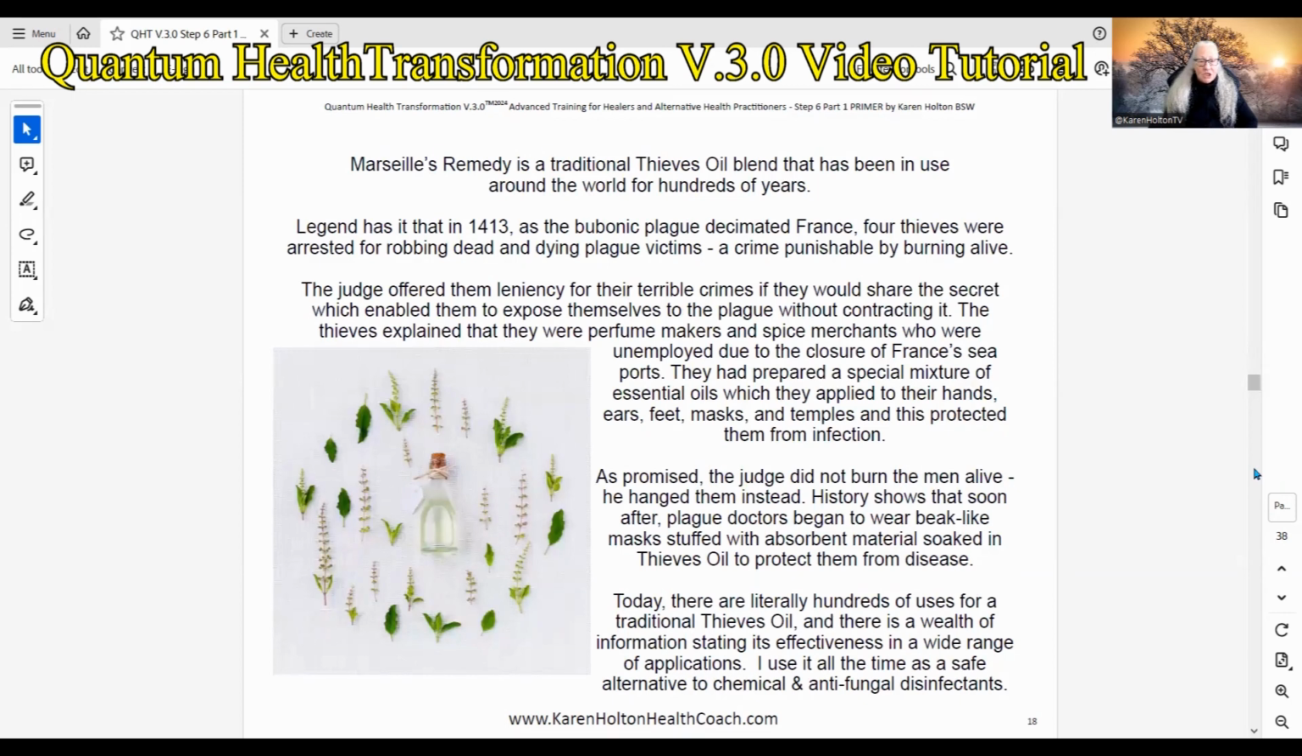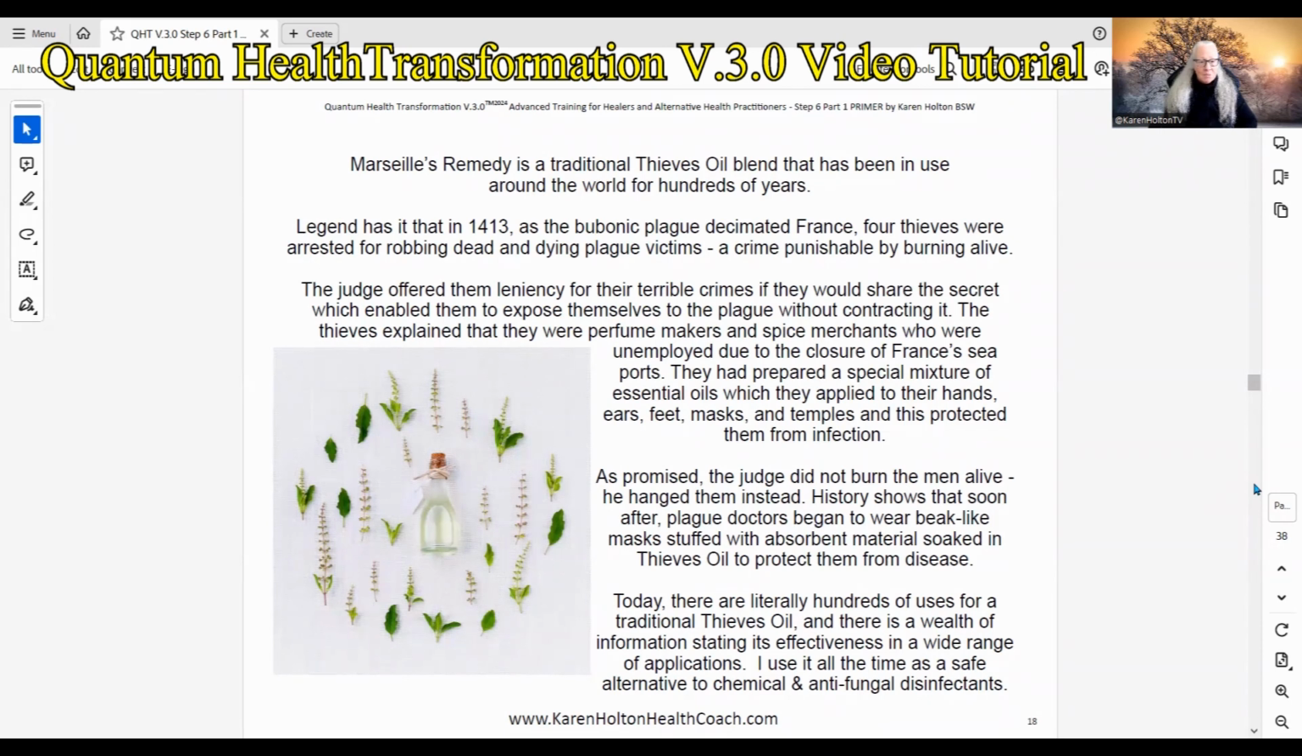Marseille's remedy is a traditional thieves oil blend that has been in use around the world for hundreds of years. Let me tell you why I use it. It's so important that you know this. Legend has it that in 1413, as the bubonic plague decimated France, four thieves were arrested for robbing dead and dying plague victims, a crime that was punishable by burning alive. The judge offered them leniency for their terrible crimes if they would share the secret which enabled them to expose themselves to the plague without contracting it.